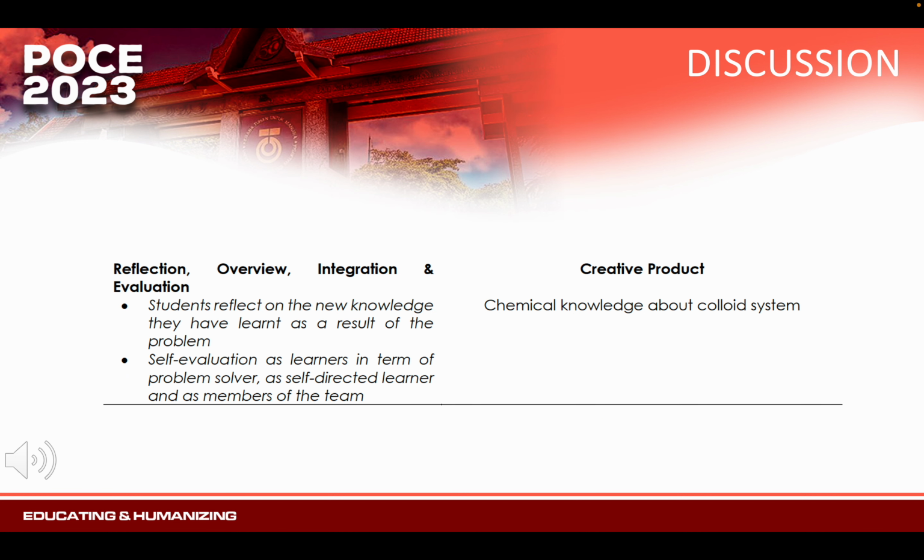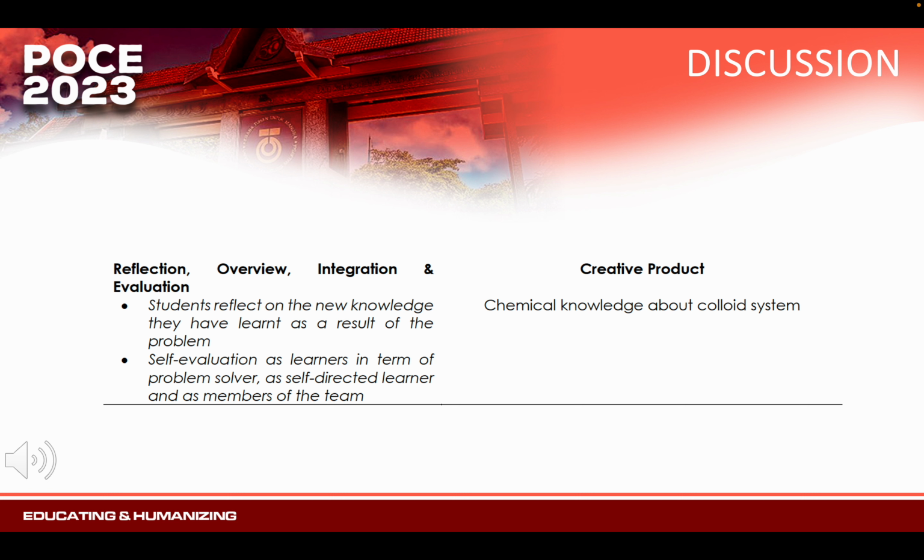The last one is reflection, overview, integration, and evaluation. Based on the PBL by 2002, students reflect on their new knowledge, what they have learned as a result of the problem, and they need to do self-evaluation. And as they are learners and problem solvers, self-directed learners as members of the team. So it includes chemical knowledge about colloid systems, which is one of the topics in chemistry.